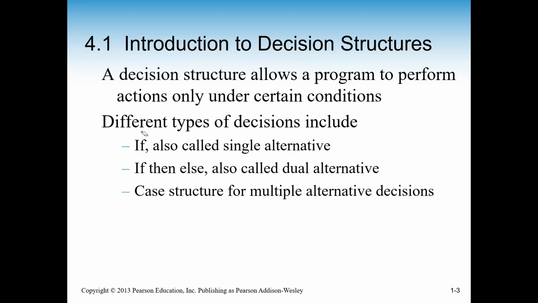Okay, so just a simple definition. A decision structure allows a program to perform actions only under certain conditions. Pretty much every program will have some kind of an if statement, right? Not every program, since functions that just do calculations won't. But in general, that's a decision. It looks at information. The information may be coming from variables, inputs from the hardware, files. Many sources.